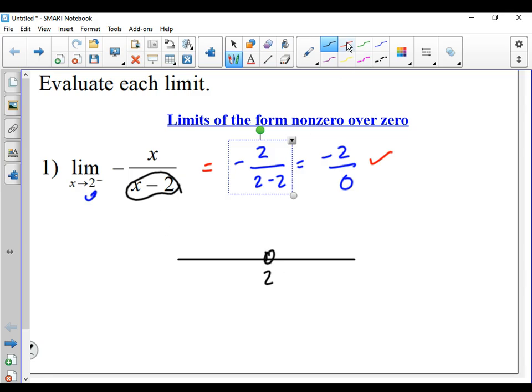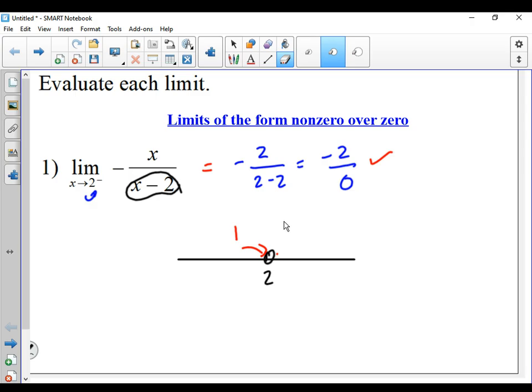That 2 is the only number that causes the denominator to be 0. So we're going to pick a number immediately to the left of 2. It would be easy to pick 1. And another number immediately to the right. Actually, we don't need a number from the right because we're investigating the limit as x is approaching 2 from the left. So we only care about the left of 2. We pick a number immediately to the left of 2, which will be 1.